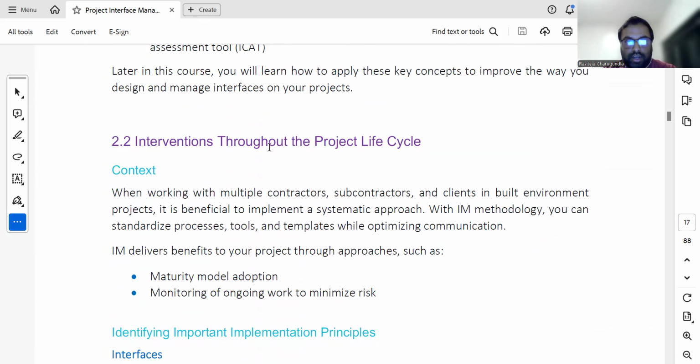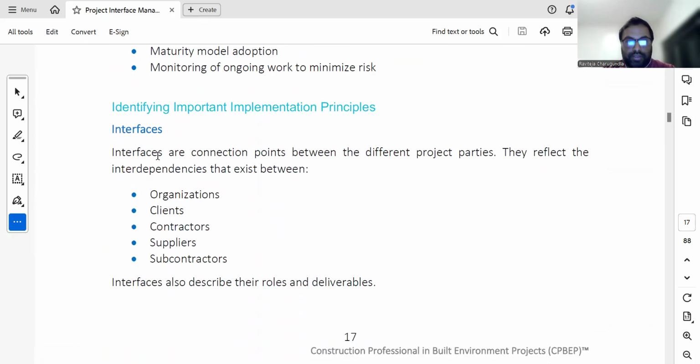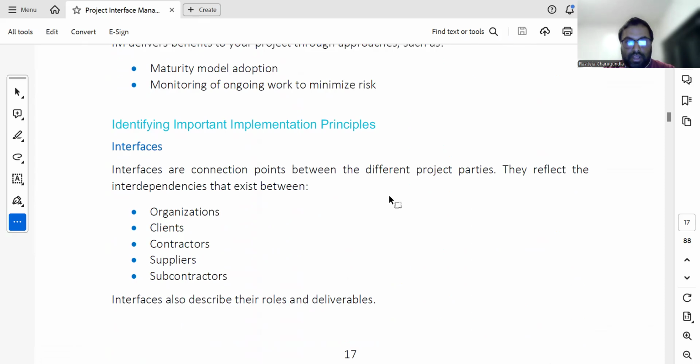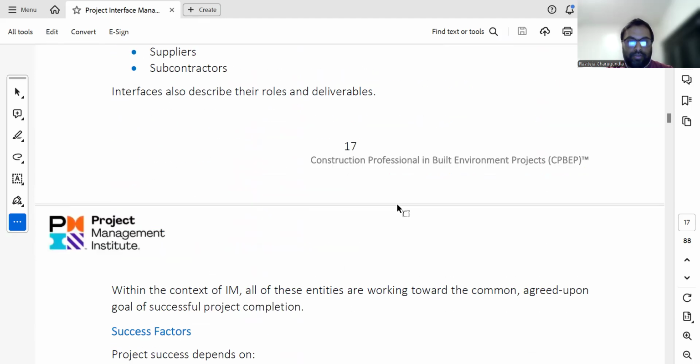The interventions towards the project lifecycle. The interfaces are the connection points between the different project parties, with the interdependencies that exist between the organization, clients, contractors, suppliers, and subcontractors.